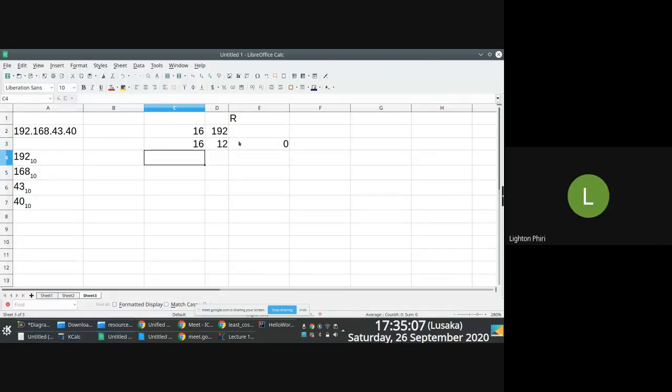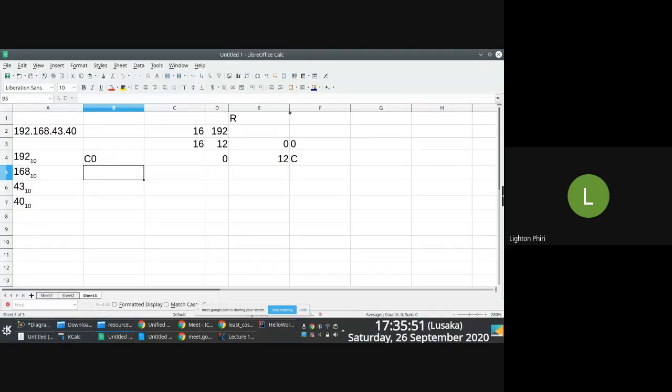16 into 12 is 0, it can't, right? As they said in grade school. Remainder 12. Now this is where it gets really interesting, because for anything that's above 10, we have to use the symbols. We know A is 10, B is 11, C is 12. So this is going to be 0, this is going to be C. And then you flip it around, bottom to top. So in this case, the answer is going to be C0. Do you understand?